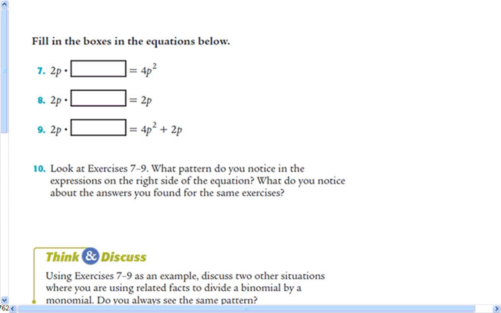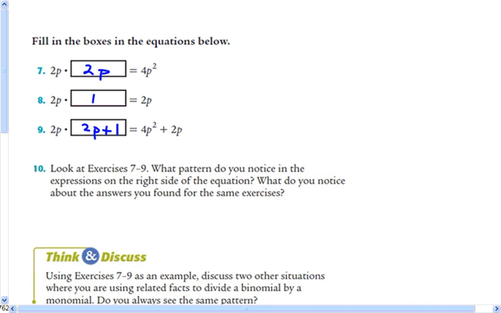So we're going to fill in the boxes for these fact families and think about what we're doing and how we get the answer here. So we know that 2p times 2p, because 2 times 2 is 4, p times p is p squared. We know that 2p times 1 is equal to 2p. And if we combine those, we know that 2p times 2p plus 1 is equal to 4p squared plus 2p. So we put those pieces together and we get the answer.